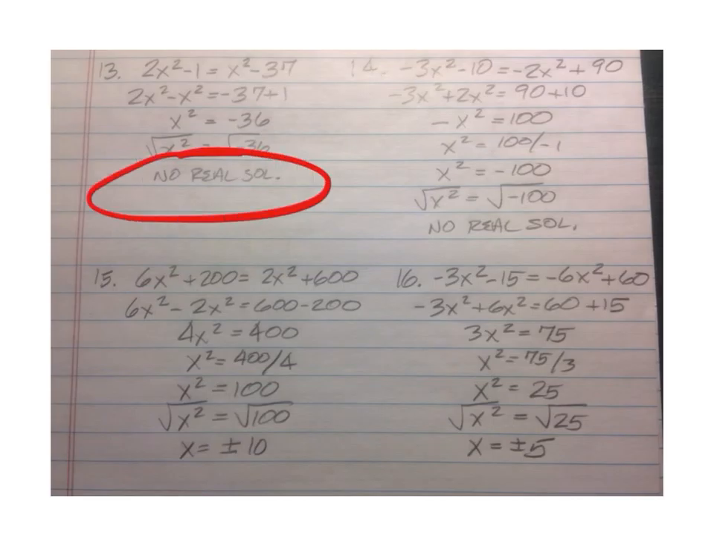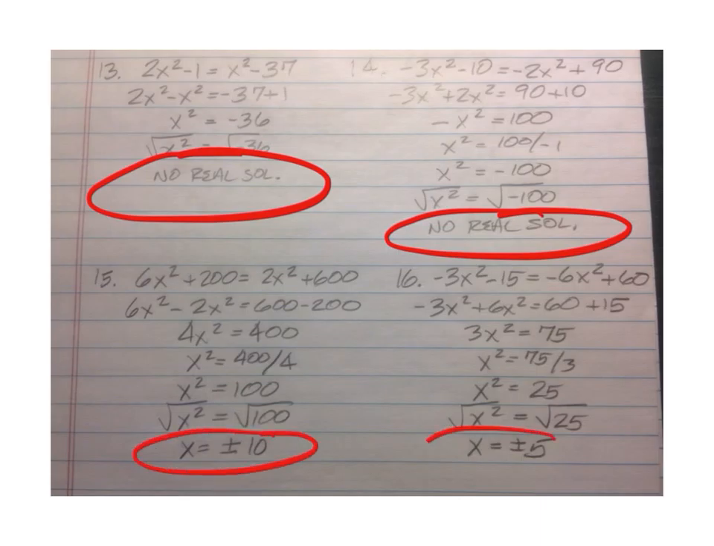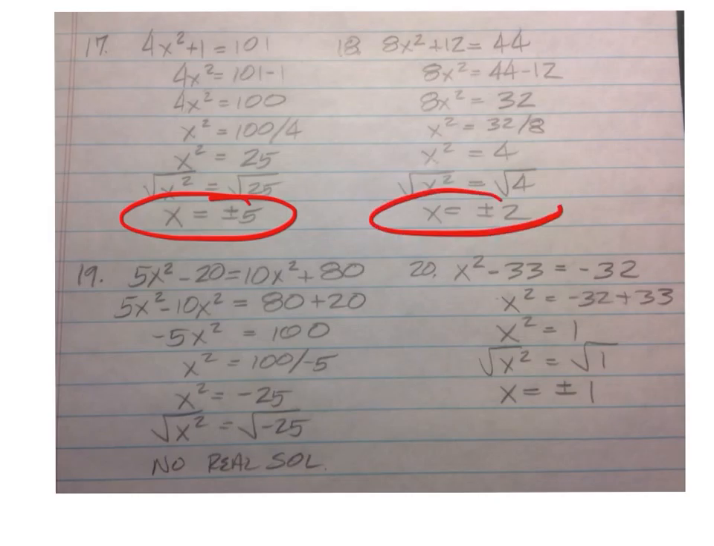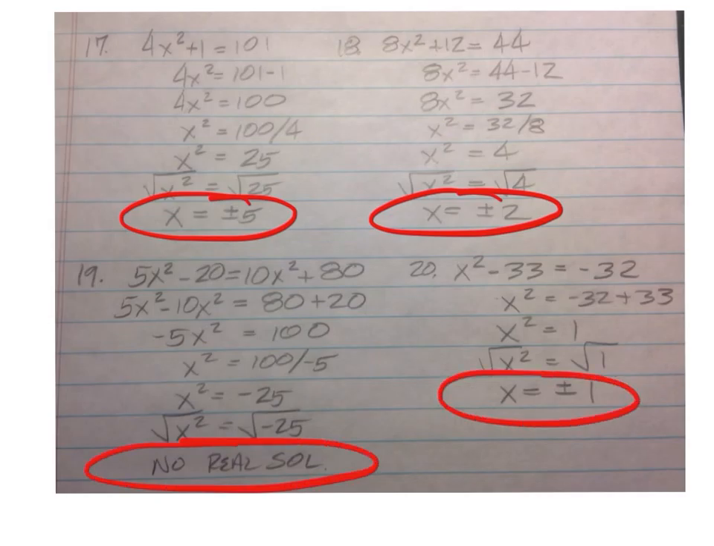13 is no real solution. 14 is no real solution. 15 is plus or minus 10. And 16 is plus or minus 5. Anybody still need these? Yep. 17 is x equals plus or minus 5. 18 is plus or minus 2. 19 is no real solution, and 20 is plus or minus 1.